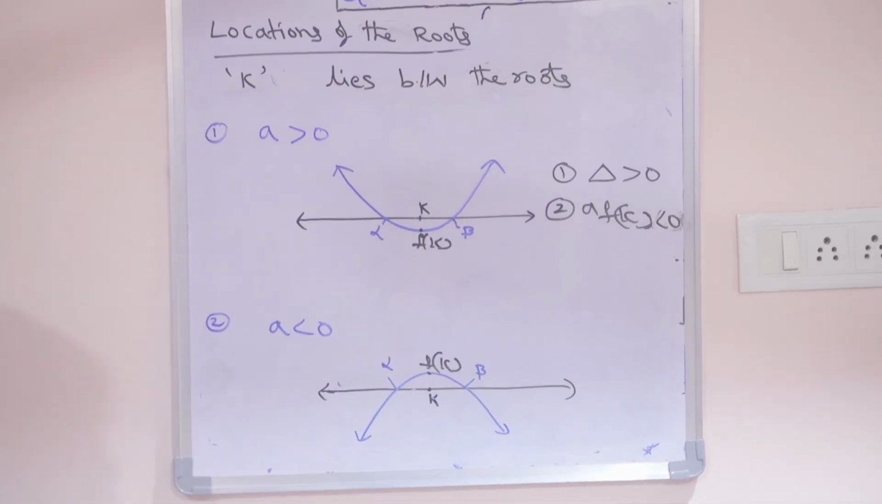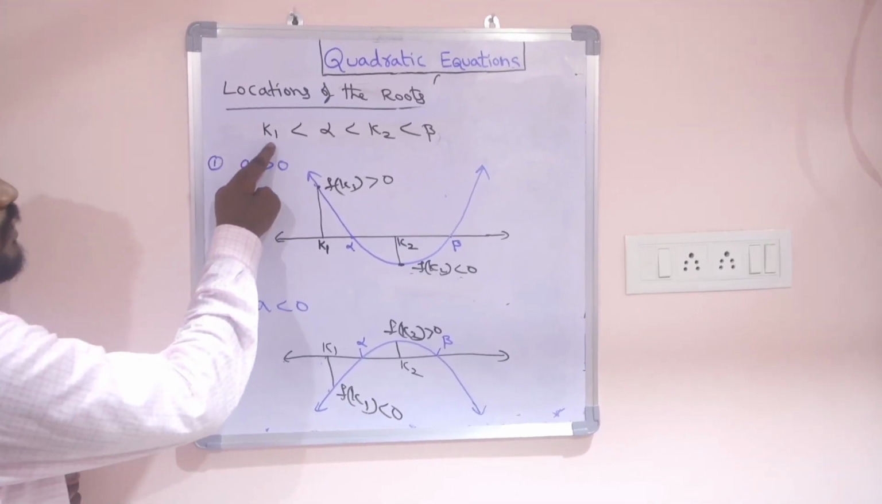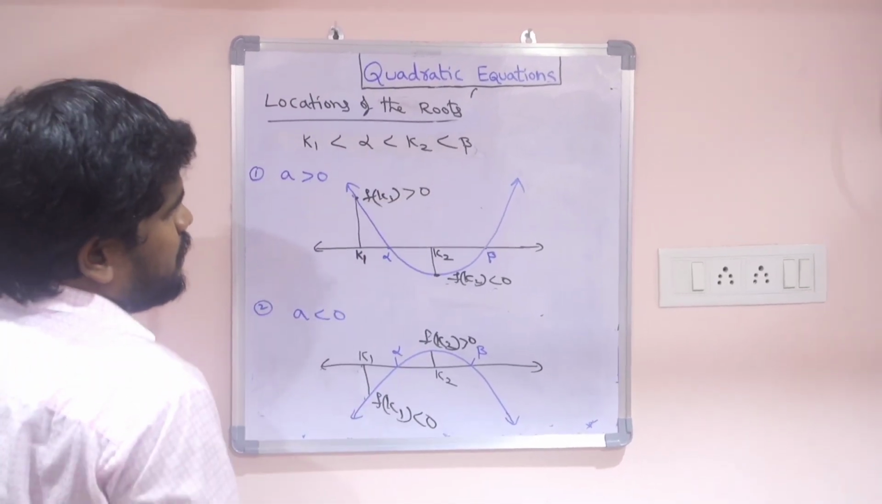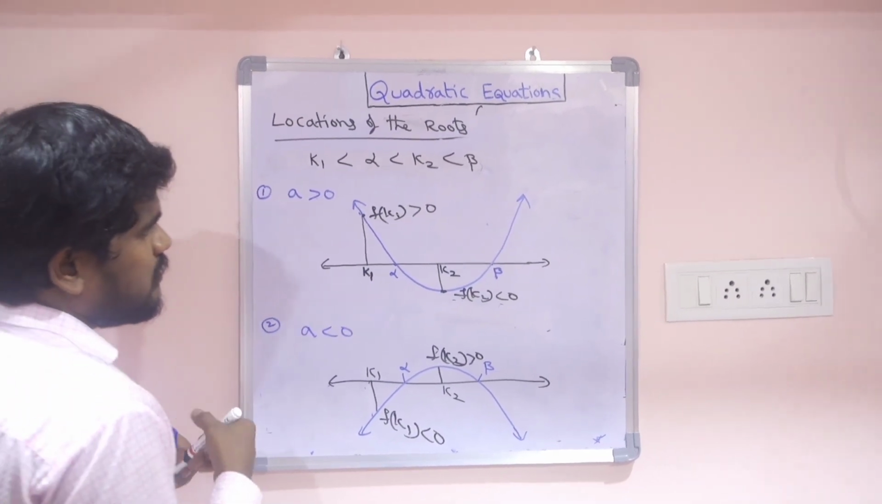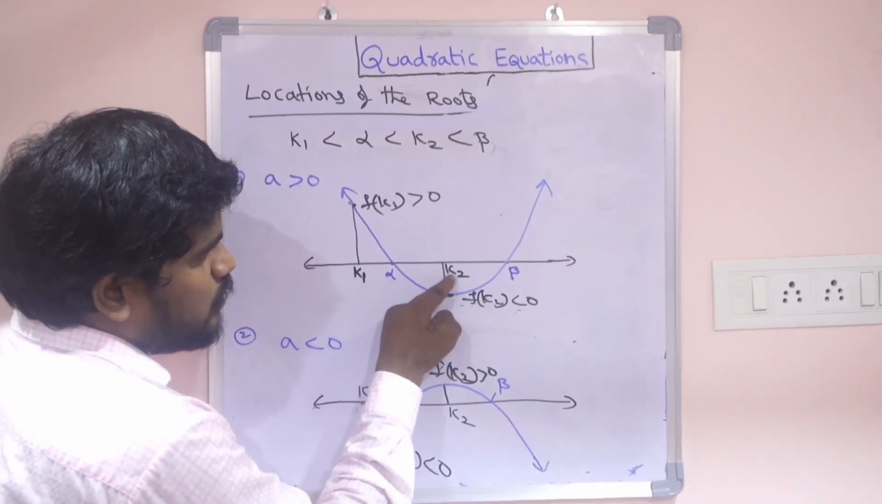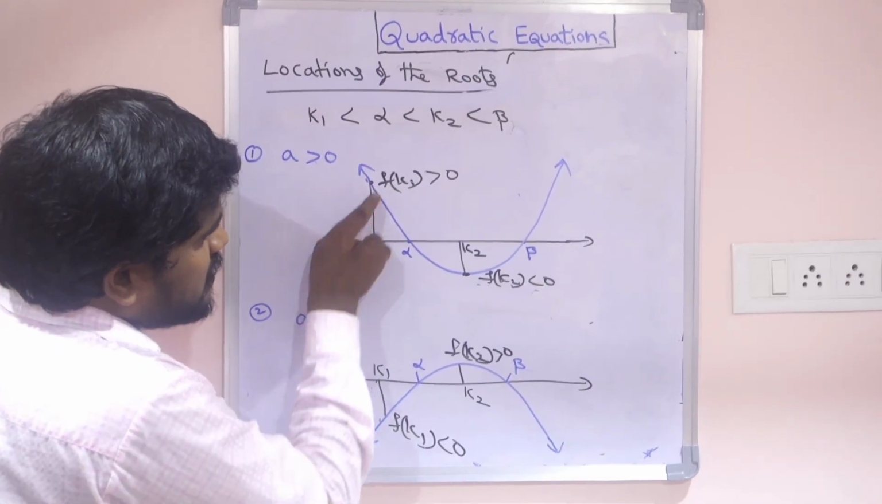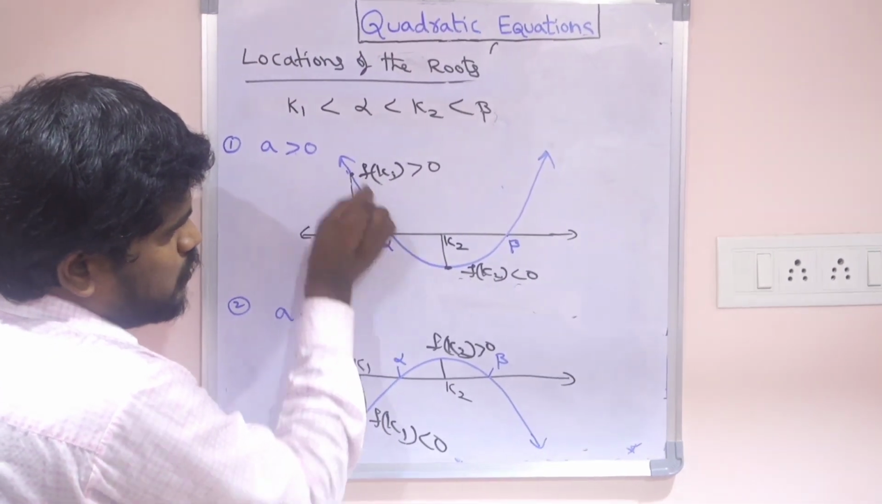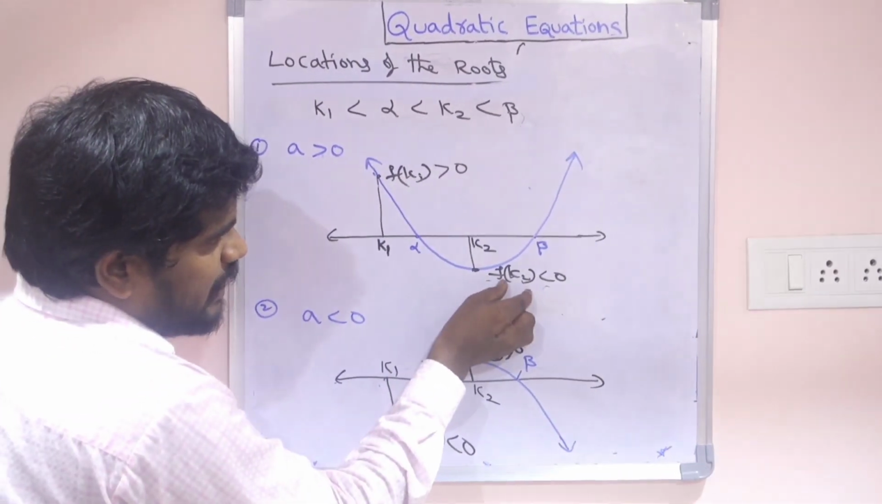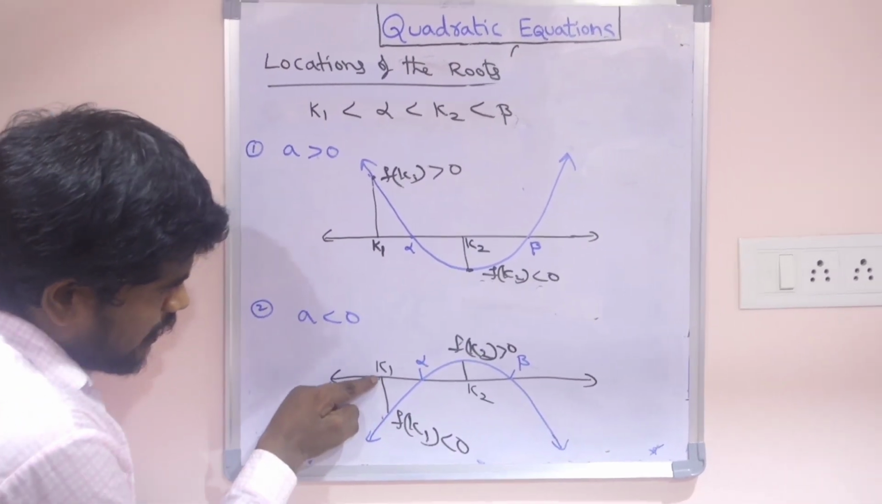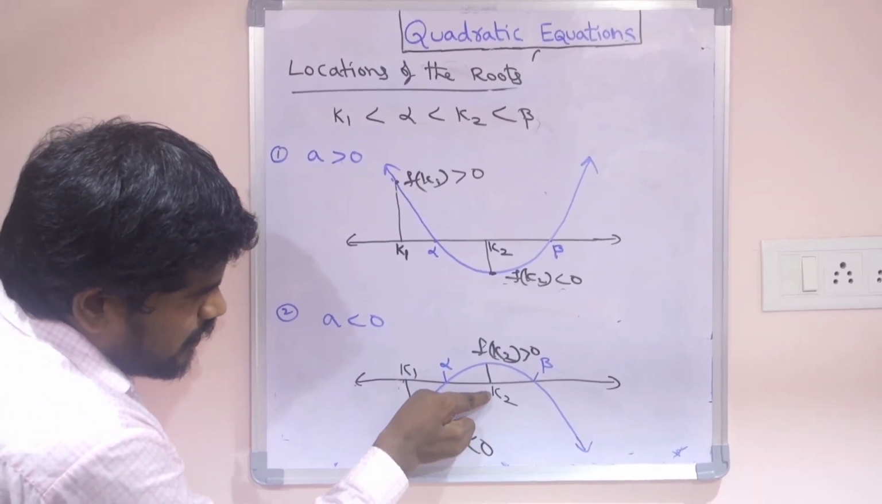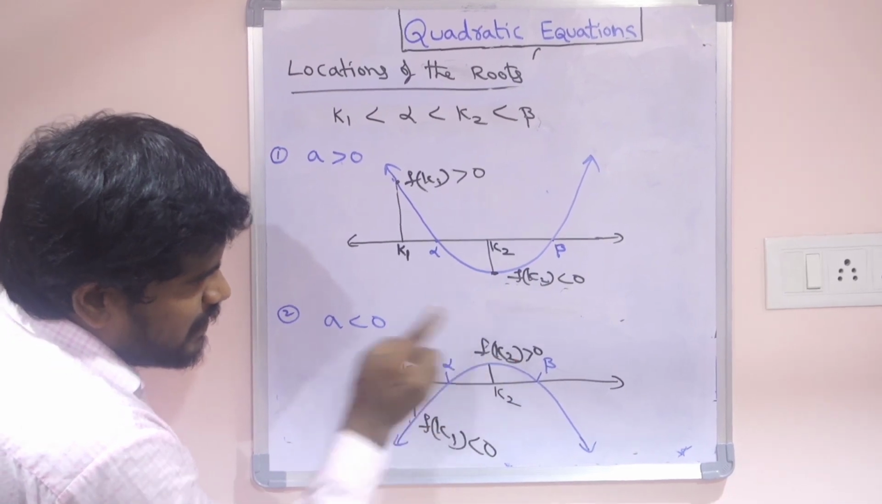These are the two cases. Now this case: k1 less than alpha less than k2 less than beta. I already drew the diagrams here. Observe that this is k1, alpha, k2, beta. Here f of k1 is greater than 0, because it is positive. f of k2 is negative, less than 0. And in the other case, f of k1 is less than 0, and f of k2 is greater than 0.